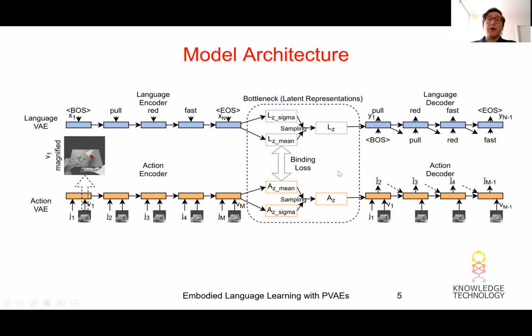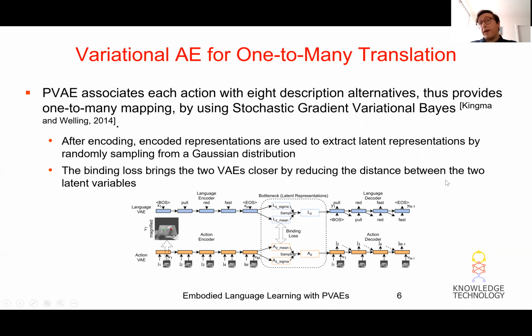Another thing to notice is that we are using variational autoencoders instead of standard autoencoders. So we use random sampling, which is also called the reparameterization trick in the literature, to randomize the latent representations and to allow one-to-many mapping between action and language. So, variational autoencoder for one-to-many translation. This means PVAE associates each action with 8 description alternatives, thus providing one-to-many mapping by using stochastic gradient variational Bayes, which is the core of the variational autoencoder approach.